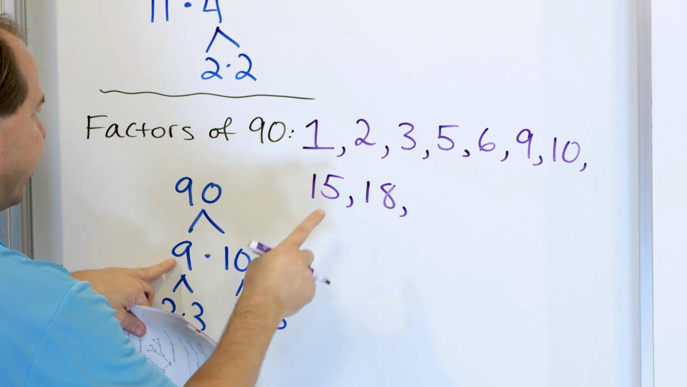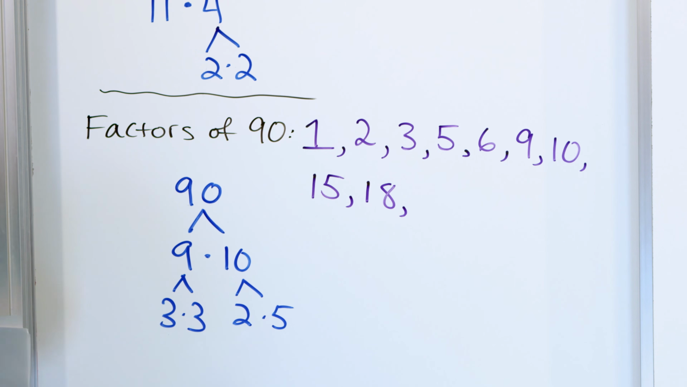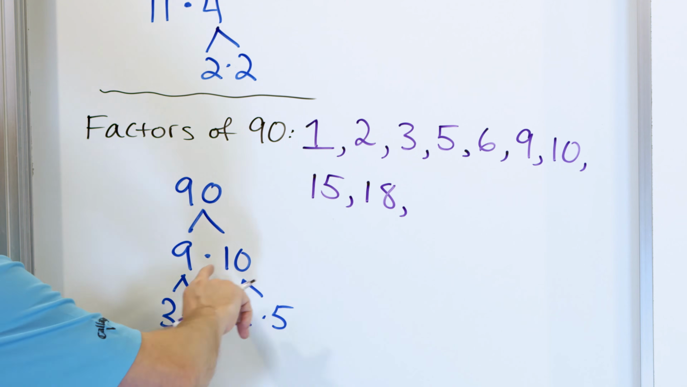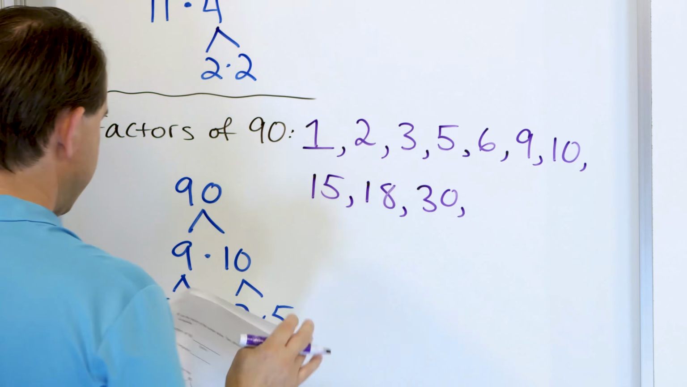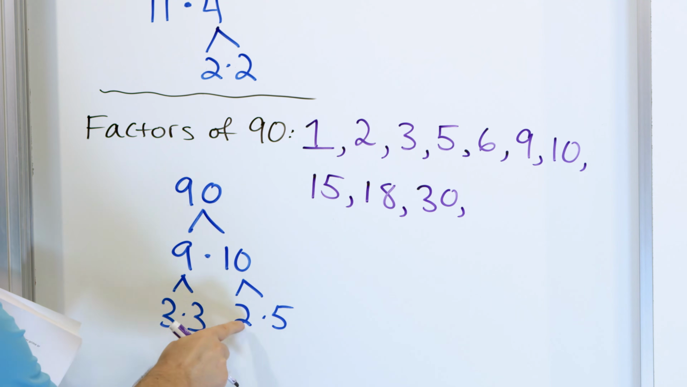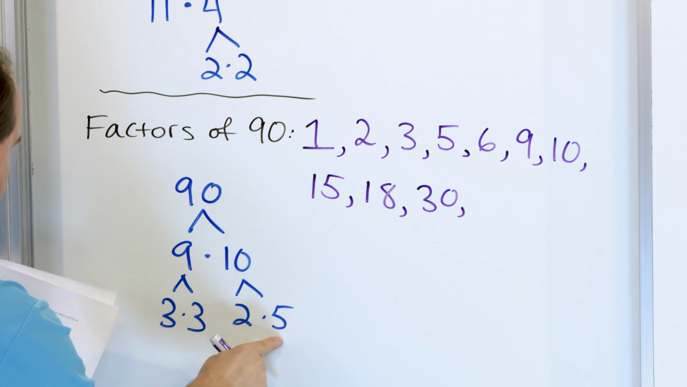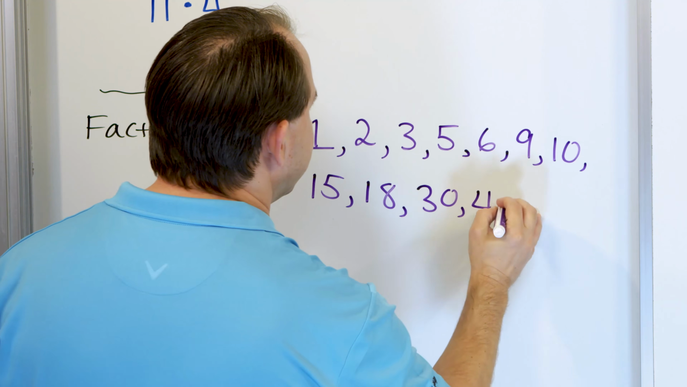9 times 5 is 45. That's going to come later. So let me hold on to that for later. 10 times 3 is 30. That's going to go in here. And then after that, 9 times 2 is 18. I already have that. 9 times 5 is 45. That's going to go in there.